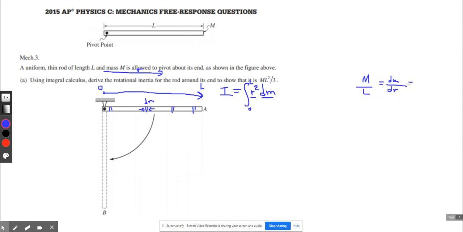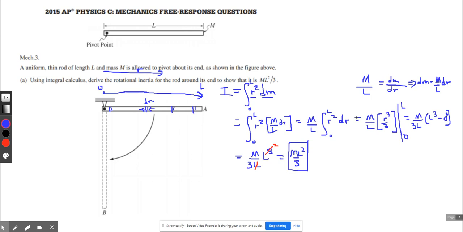From here we can say, I can substitute out my dm by saying it's equal to the whole mass compared to the whole length times dr. And so we can replace that in here. Now I have substituted in that density ratio for the mass, and now I can go ahead and get my answer.